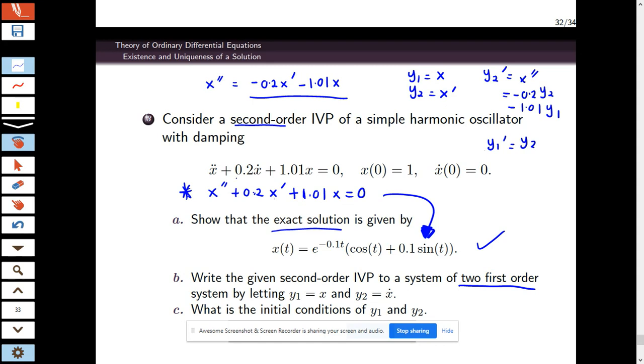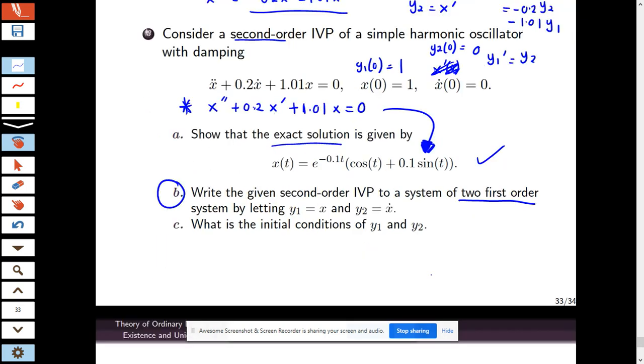So I've already done for you B. Saya dah tukar B ni kepada second order. This is the answer lah. But I want you to do the rest. And the initial condition. So initial condition akan berubah lah. So this one will be, this is x prime 0, right? Which is y2 0 is 0. y1 0 is 1. y2 0 equals to 0. Okay, that is 3 exercises that you can do.